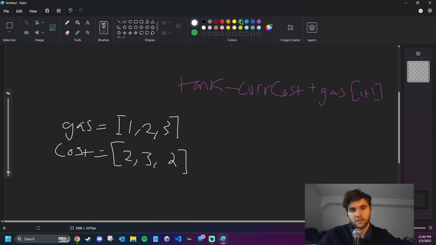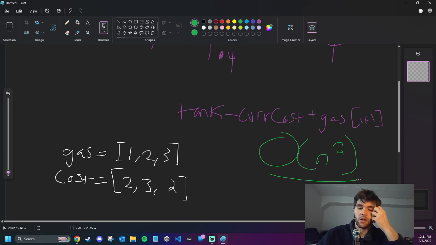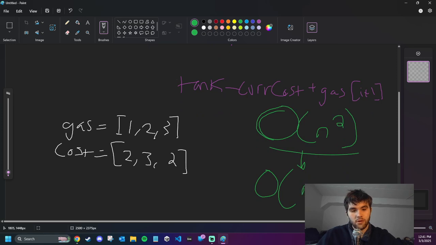Okay, so for instance, I think the naive approach to this would be to try every single index and see if you can complete the circuit. And if the first one that you encounter can complete it, you would return that. So that would be n squared. So that's the brute force way. I'm guessing we can use some greedy idea to reduce this to probably linear, maybe n log n, but probably linear because that's more common.